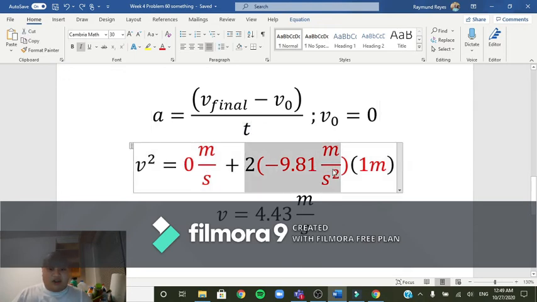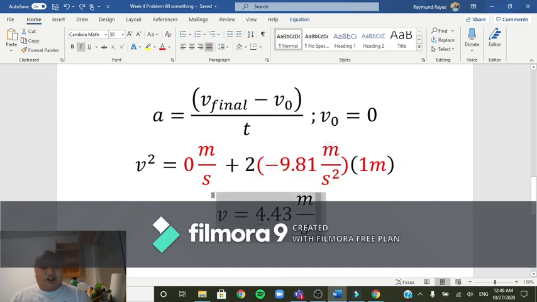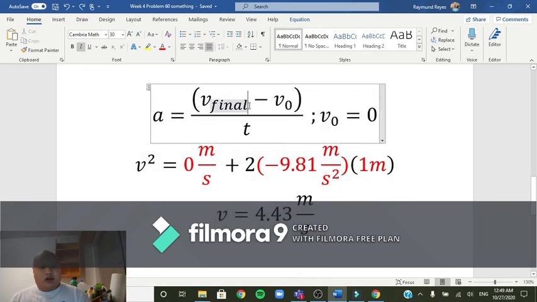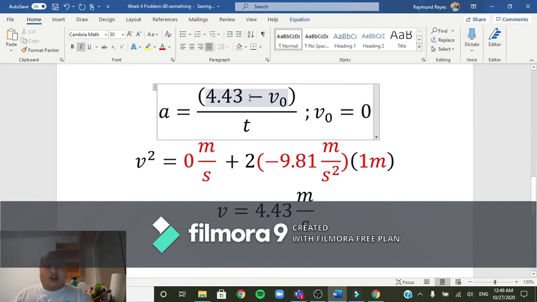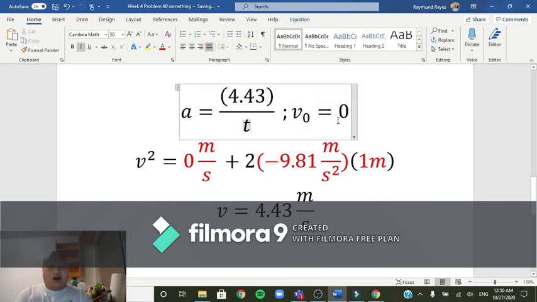Now you just have to multiply these two numbers, and because it's v squared, you take the square root. We're only looking for the magnitude, so we only need the positive value, the absolute value of this number. So you take the positive square root, which I got 4.43, rounded to significant digits. After that, you plug in 4.43 for v final and subtract v naught, which we already know is 0, so we don't need to worry about that. And now we plug in t, which is 1 millisecond.